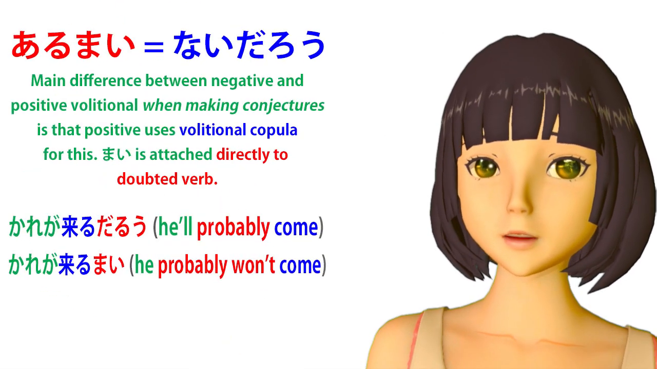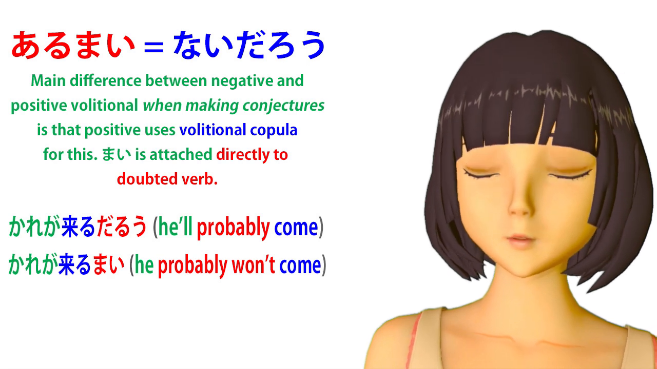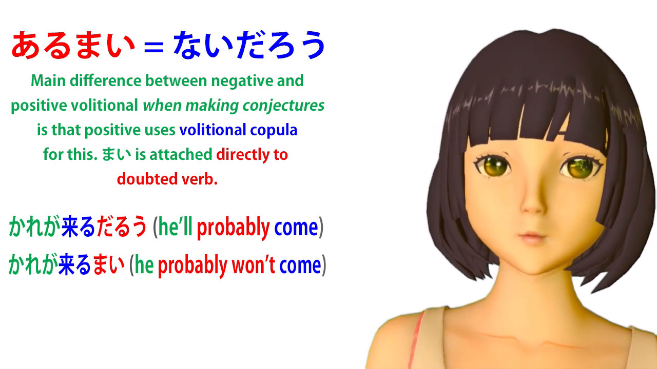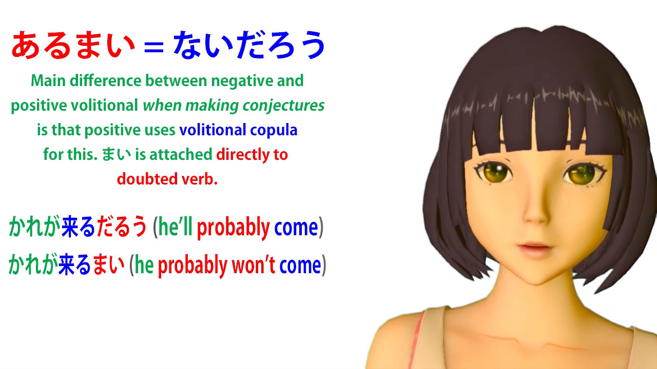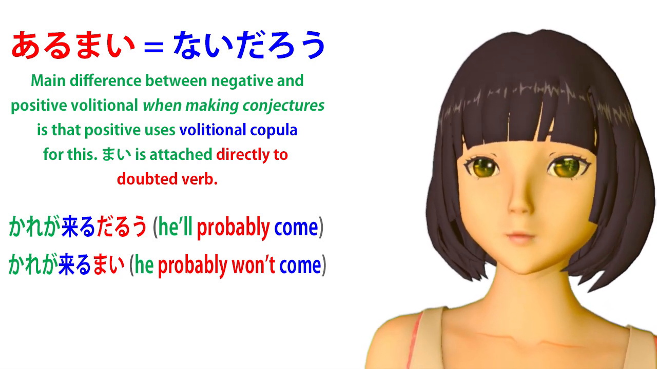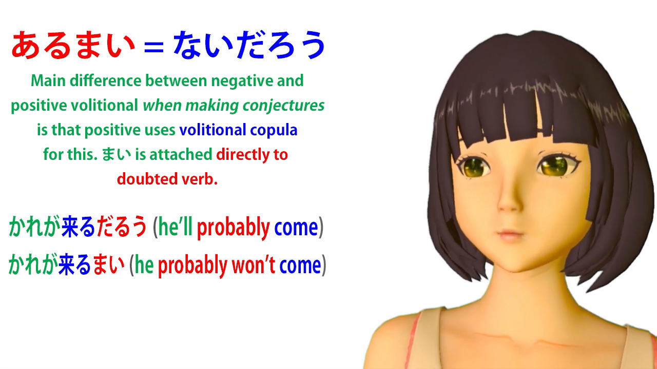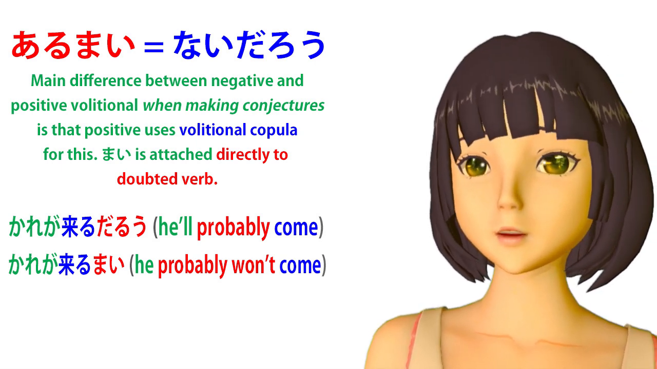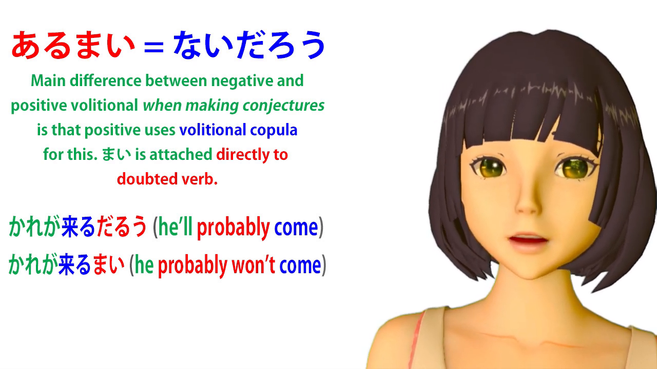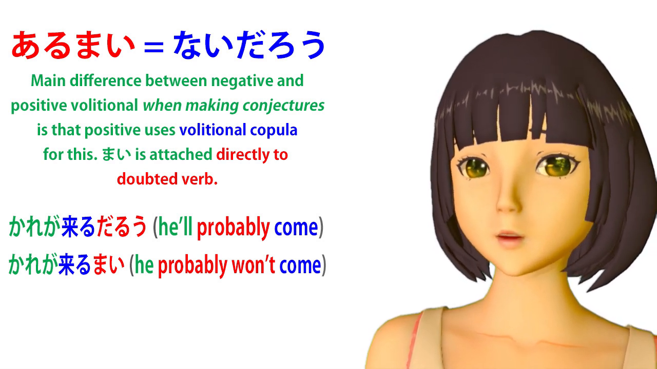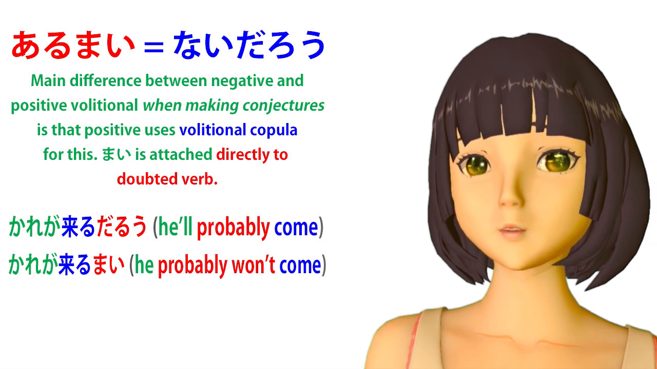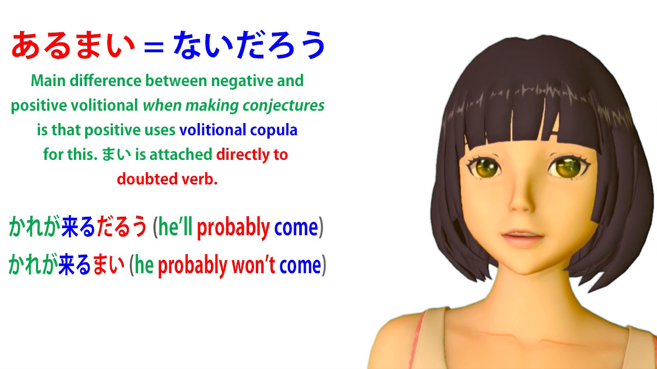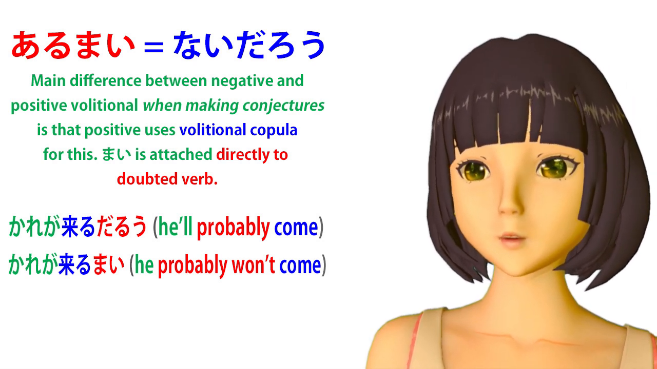If we want to give an exact Japanese equivalent, arumai is directly equivalent to nai daro, doesn't exist, I conjecture, or nai desho, and dewa arumai is directly equivalent to dewa nai daro, dewa nai desho, janai daro, janai desho. In other words, A isn't B, I would conjecture, it seems likely, etc.